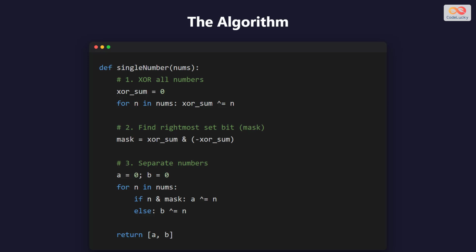Here is the logic in code. First, we get the total XOR sum. Next, we isolate the rightmost set bit to create our mask. Finally, we iterate through the array again. If a number has that bit set, we XOR it into one variable, if not, into another. This separates the 2 unique numbers.